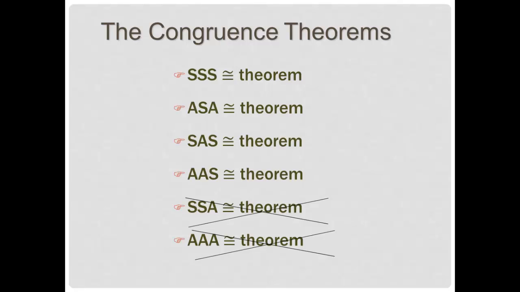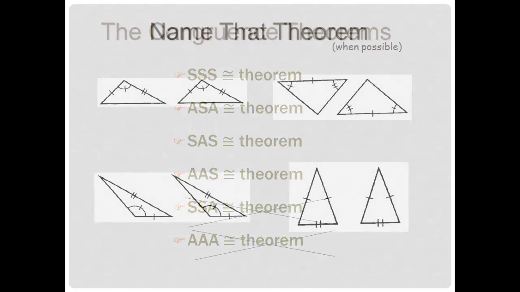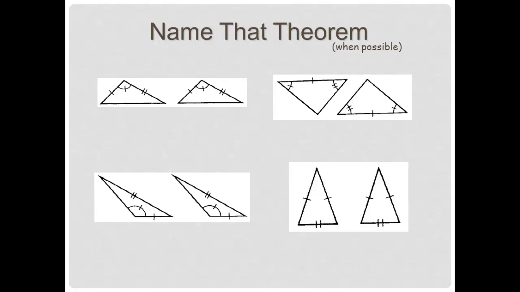So here are the 4 triangle congruence theorems that you can use for your assignment. Don't try to use the last 2. They don't work. Now let's try a few. Look at each pair of triangles and determine if they're congruent.